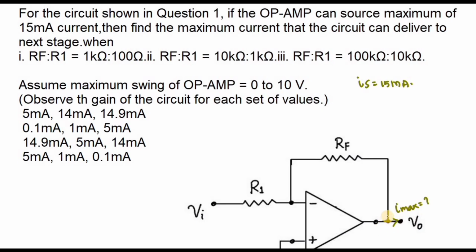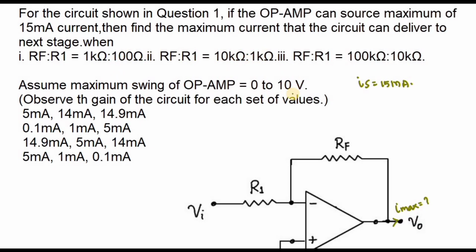What is the current that is coming at the output? So find the maximum current that the circuit can deliver to the next stage when RF and R1 are equal to 1 kilo ohm and 100 ohm. So this is repeated for different values of RF and R1. Assume that the maximum swing of the op-amp is from 0 to 10 volt. Observe the gain of the circuit for each set of values, and this is nothing but the current values for different values of RF and R1.